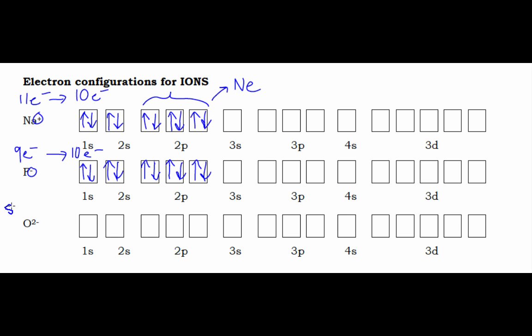Oxygen has 8 electrons, but if it's an ion with a -2 charge, guess what? 8 plus 2 is again 10. So many ion electron configurations all look the same. Up, up, up, down, down, down.